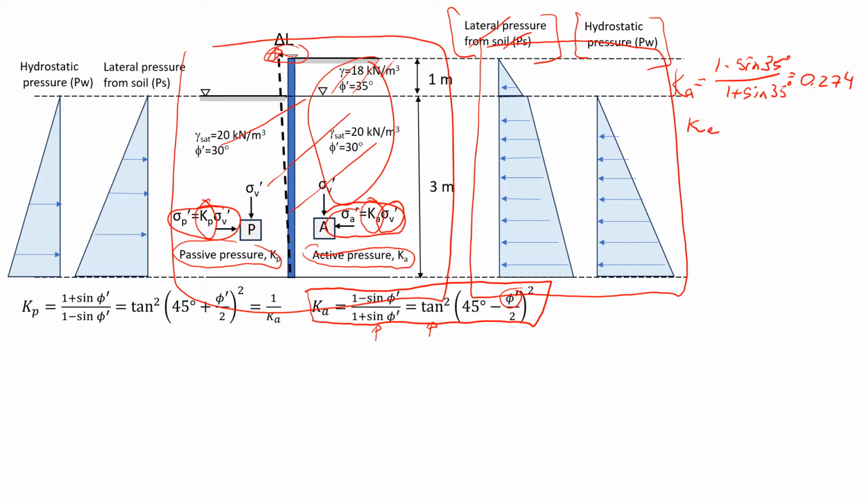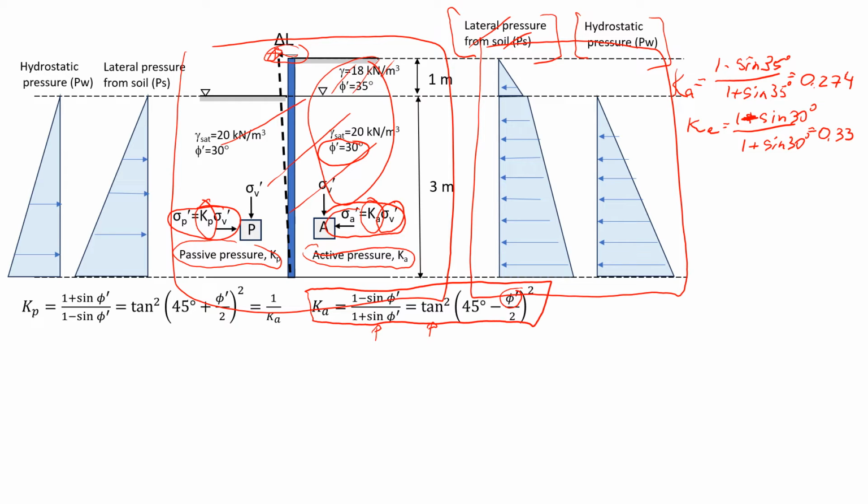For the second layer, because the friction angle is different, you see, this means that also this coefficient of active pressure will be different. Again, I can do it using the sine function. So this will be 1 minus sine of 30 degrees divided by 1 plus sine of 30 degrees. So that will give us a value of 0.33.